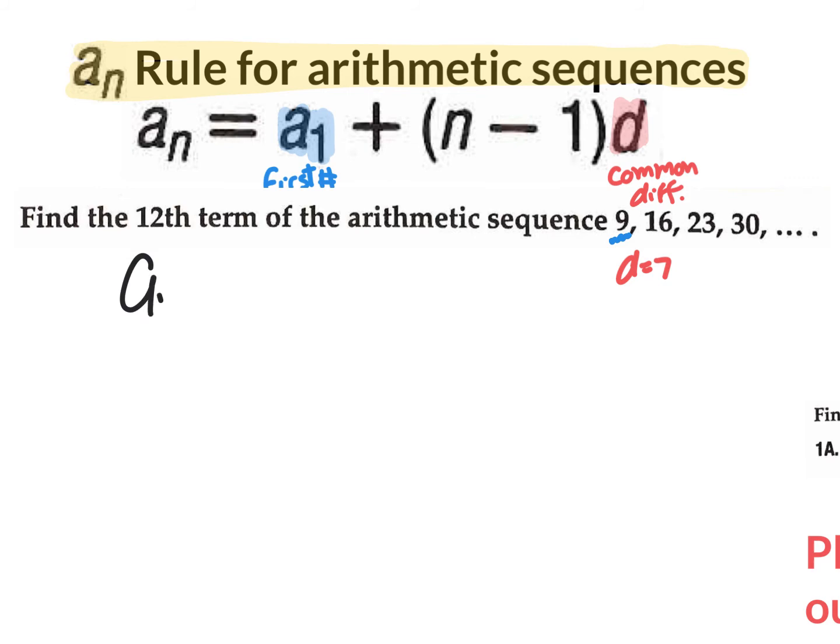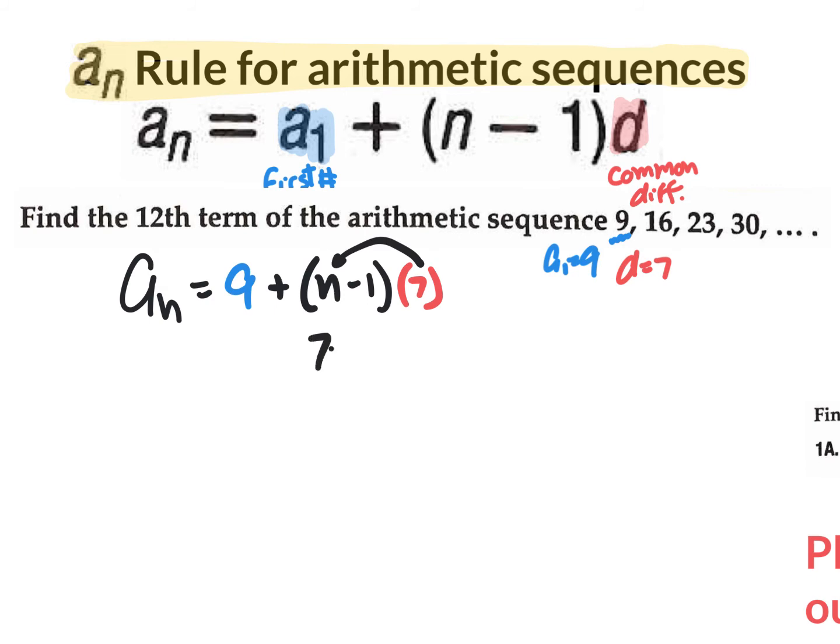So we have a sub n equals a sub 1. Now we know a sub 1 is that first number, 9. So we have a 9 right here. Put the plus, parenthesis, n minus 1 times the common difference, d, in this case 7. Really simple. Distribute the common difference. 7 times n is 7n. 7 times negative 1 is negative 7. Very important that you distribute. Bring down the plus and the 9.